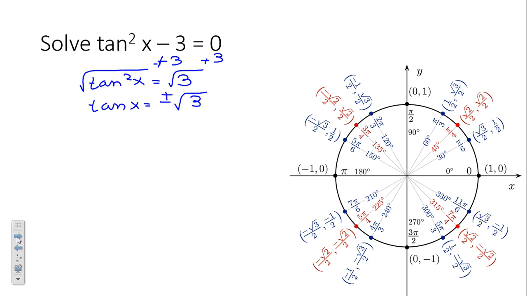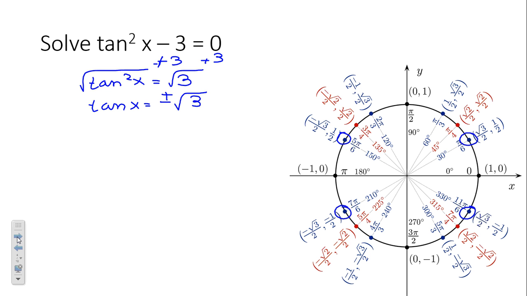So where is tangent square root of 3? Tangent is square root of 3 at 60 degrees, right? So pi over 6, okay? So we want every pi over 6. So we're going to have the tangent here. That's a positive square root of 3. That would be one of the negative square roots of 3. That would be the other positive square root of 3. And this would be our other negative square root of 3.